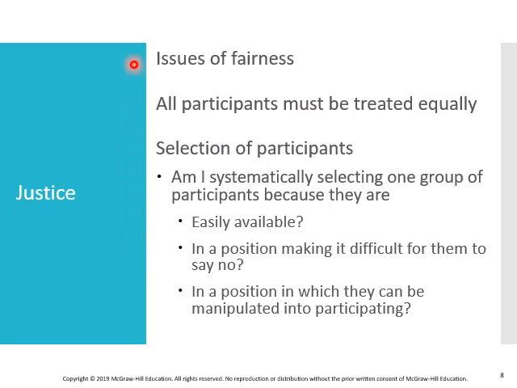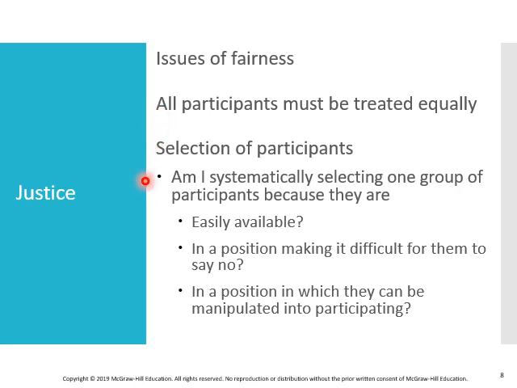The third ethical principle to consider is justice, and it's about issues of fairness. Researchers must treat all participants fairly and equally, meaning we should not play favorites for one group over the other, giving one group preferential treatment and not the other. When we're not treating them the same, not giving them fair, equal opportunity, that is considered a violation of this ethical principle.